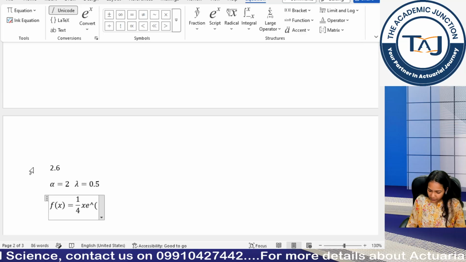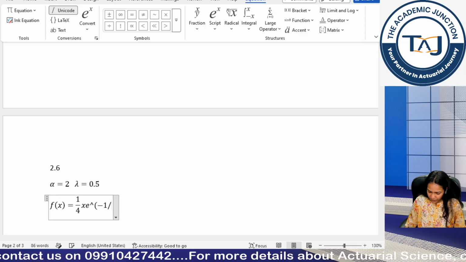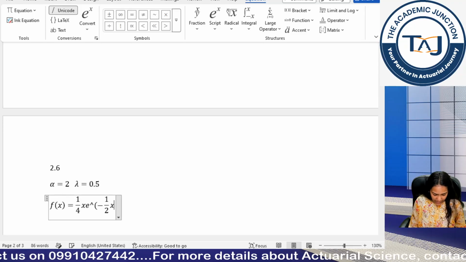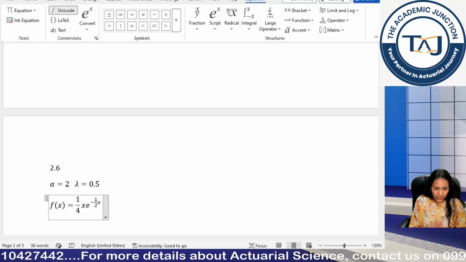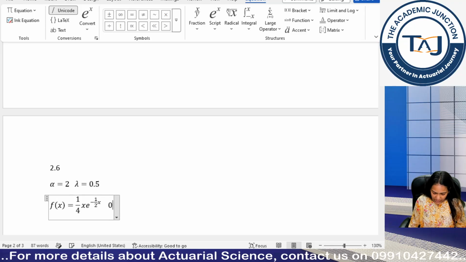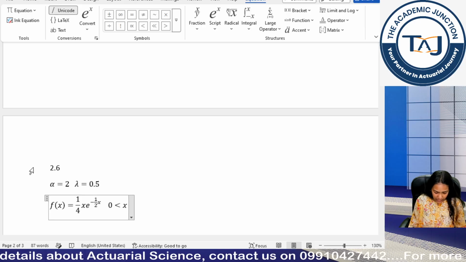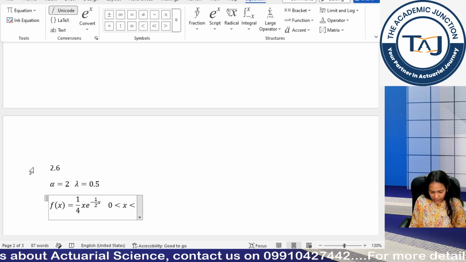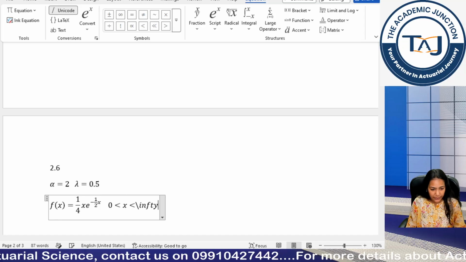So in brackets we have 1 by 4 again. It's 1 by 4, 1 by 2, 1 by 2, and then we have x. It's done. Brackets close. Then again a space bar, and we got the function. We also have been given the range, so it's 0 less than x less than infinity. How to write infinity? Backslash inf t space.